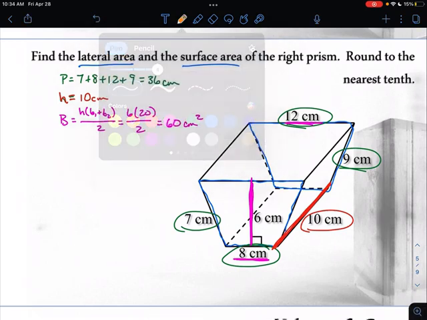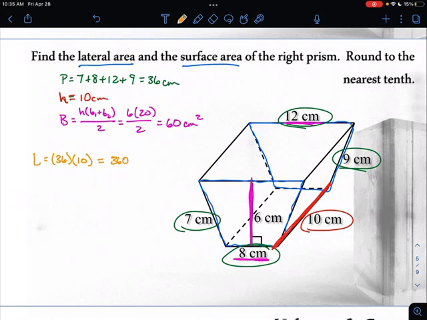So as far as lateral area, it says take the perimeter, 36, times the height of the prism, 10. And so we get 360 square centimeters for the lateral area. Then if I want total surface area, we take that lateral area, so the 360, plus 2 times the area of the base, so 2 times the 60 that we found earlier. And so then if I put that all together, we get a total surface area of 480 square centimeters.